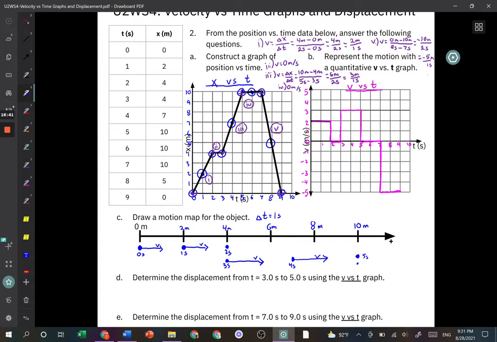5 seconds, 6 seconds, 7 seconds, I am still at that position of 10 meters. At 8 seconds, I'm actually all the way back at a position of 5 meters. So this is going to be a very long arrow. But now it's pointing to the left. Our object is traveling in the negative direction, which is how we're going to end up with a decreasing position and a negative velocity. So that's 8 seconds.